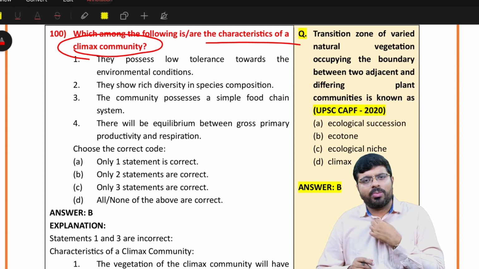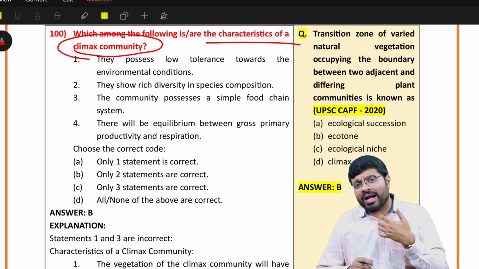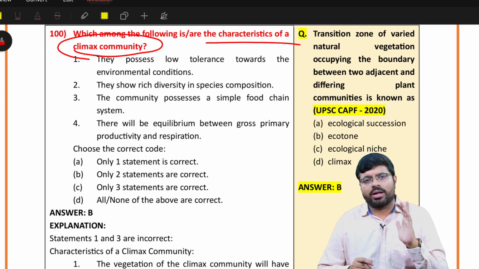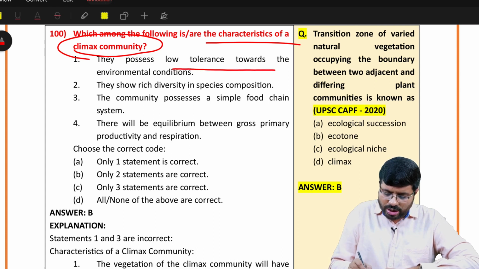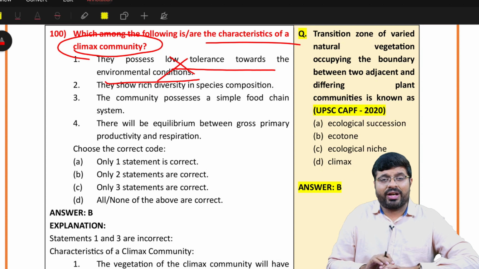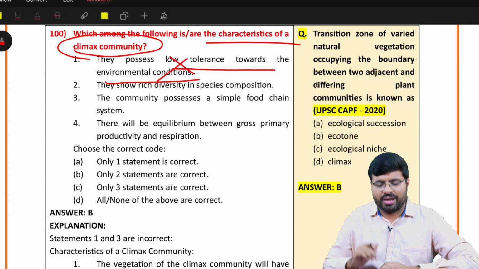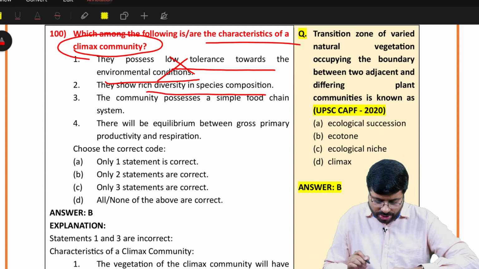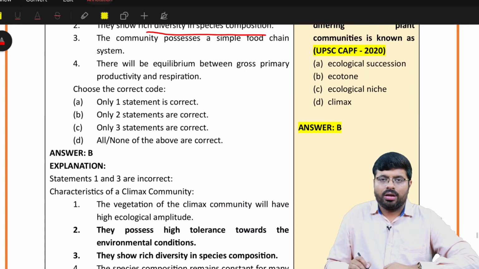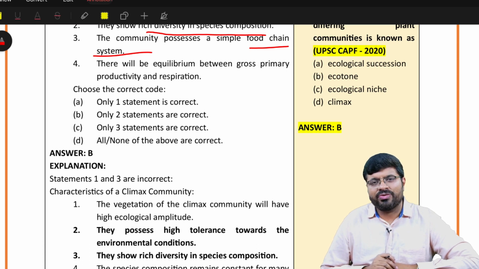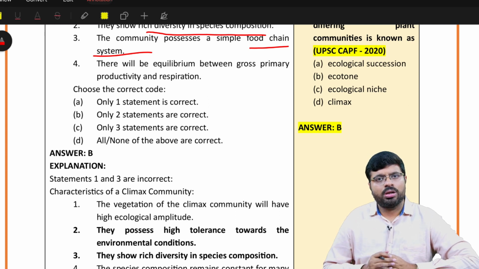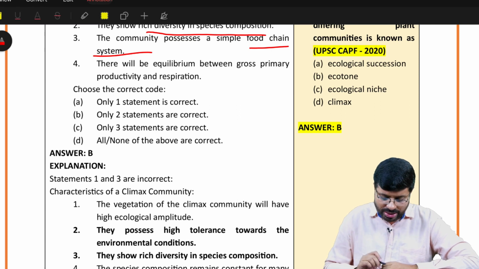Now when you know that meaning, do you think they will have high tolerance for changes in the environment or low tolerance? Obviously high tolerance. That is the first statement: they possess low tolerance towards environmental conditions. No, because they are able to survive finally by superimposing one over other, survival of the fittest, competition, they have high tolerance. They show rich diversity in species composition. Obviously yes. And the community possesses a simple food chain. If you have a community with a simple food chain, what happens automatically? It is easy to destroy. If you have complex food webs, diversity would increase. So statement 3 is also wrong.